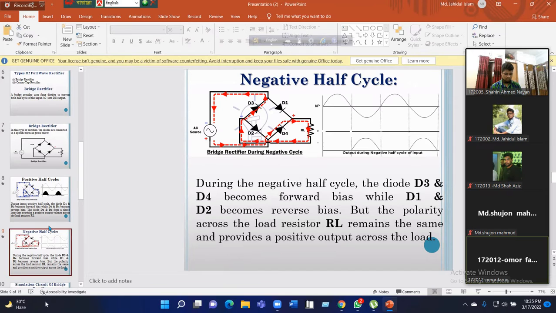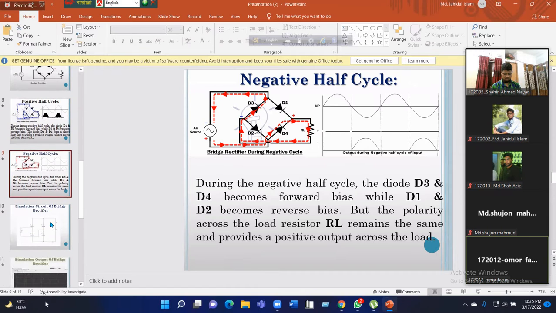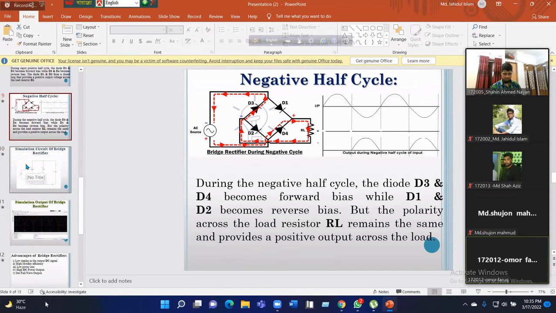For both half cycles, current flows in the same direction through the load resistance and we call this pulsating DC, because though the direction of current is the same for both positive and negative half cycles, its amplitude changes its value simultaneously.